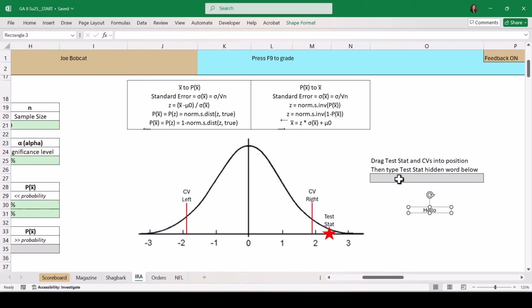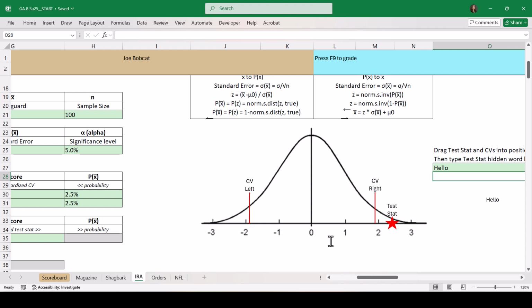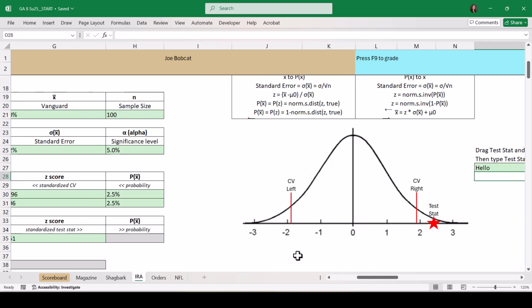And then once you plot the critical values and the test statistic, you can type in the hidden word. So ours is hello. All right, so you can see that our test statistic falls in the rejection region. So we are going to reject the null hypothesis. And we are going to conclude that Vanguard is greater than the historical average, right? Because it's in the right tail.